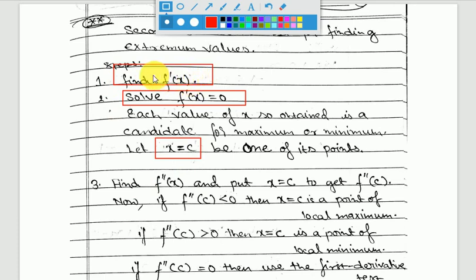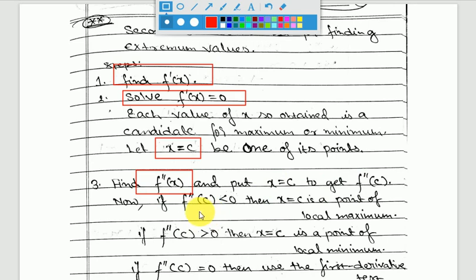Now in the third step, whatever you had got in the first step after differentiation, you have to differentiate that again. That means you are finding the second derivative. In this second derivative, in place of x, we will put c.